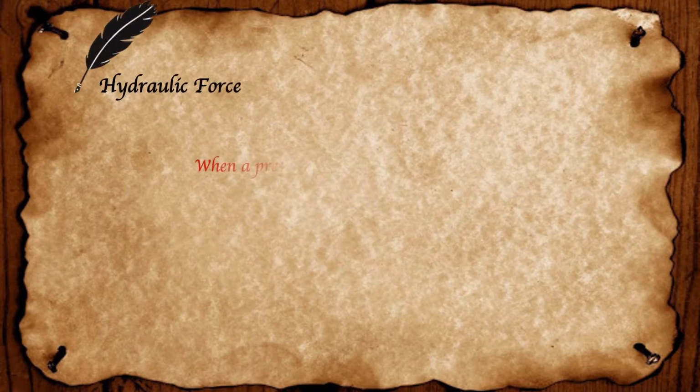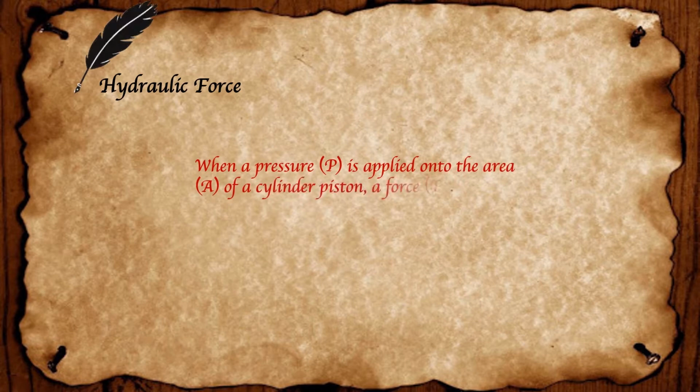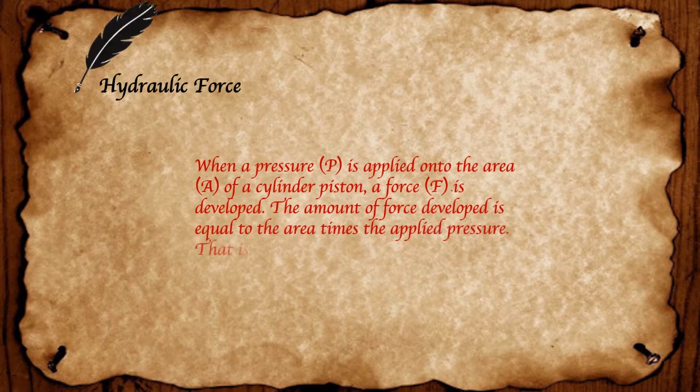Hydraulic force. When a pressure P is applied onto the area A of a cylinder piston, a force F is developed. The amount of force developed is equal to the area times the applied pressure. That is, F is equal to P into A.